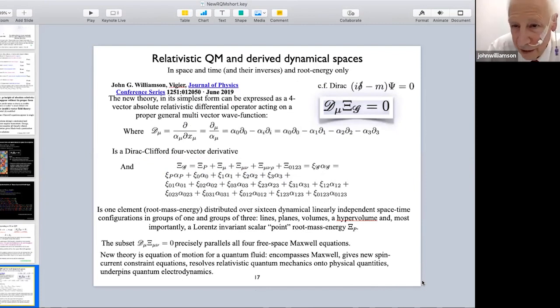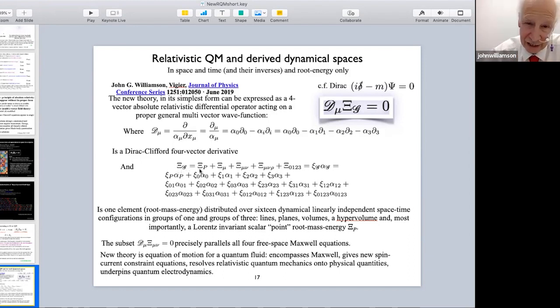So I'm going to do d mu psi g is equal to zero. So what's d mu? Well, it's this derivative here. d mu is d by dx mu. If I write that out in full, alpha mu d by dx mu gives me alpha 0 d 0 minus alpha 1 d 1 minus alpha 2 d 2 minus alpha 3 d 3. This is an absolute relativistic derivative, and it's a Dirac-Clifford four-vector derivative.